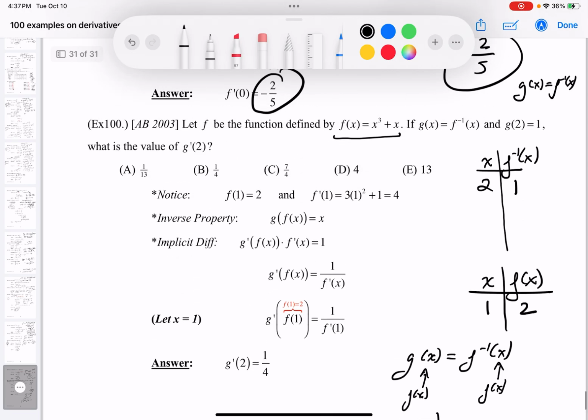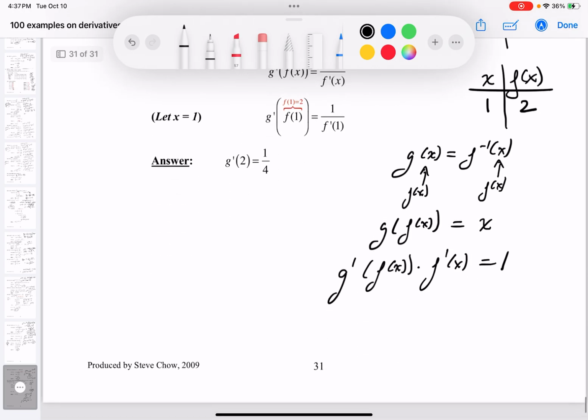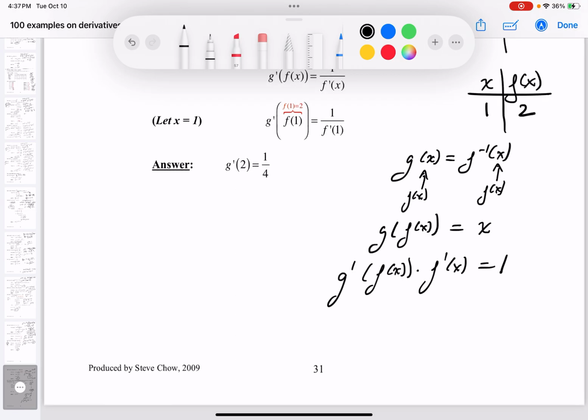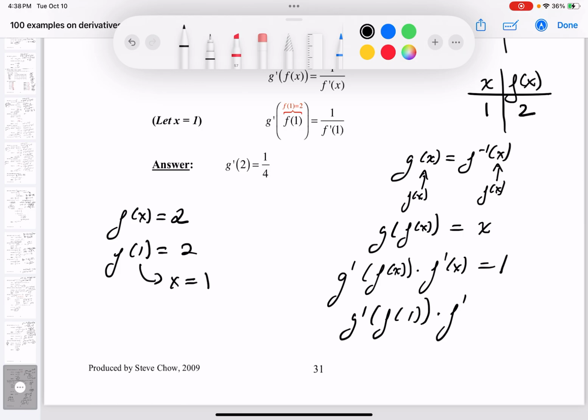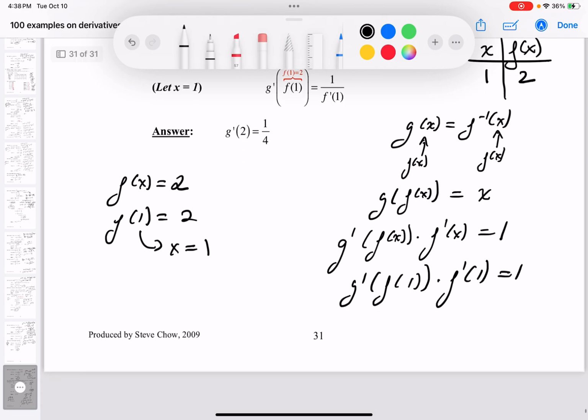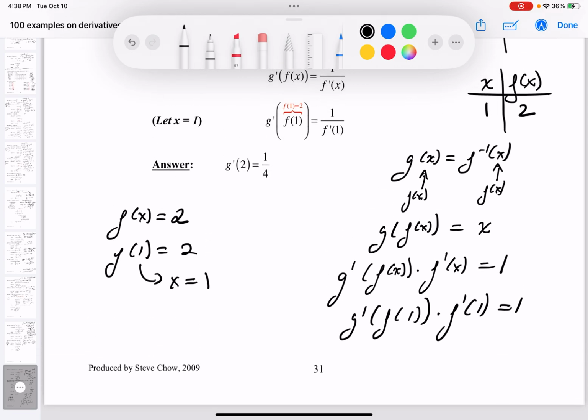That's not so bad. Now, so what do they want to do? They want g prime of 2. All right? So I'll write this down for you. The f of x is equal to 2. I want that. All right? So someone says, do you know the value for that? I do. It's f of 1 is equal to 2. So what's x going to be equal to? X will be equal to 1. So let's write this down. So g prime of f of 1, I'll do it with all the work, times f prime of 1 is equal to 1. Now, what's f of 1? F of 1 is 2. So g prime of 2 equals 1 over f prime of 1.